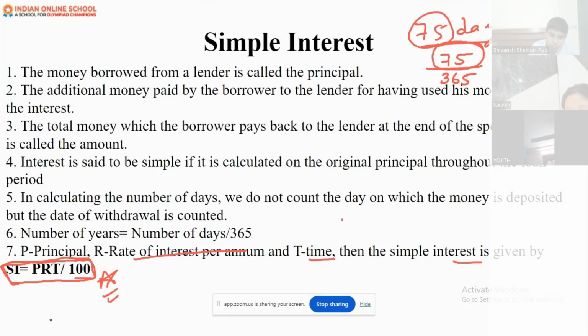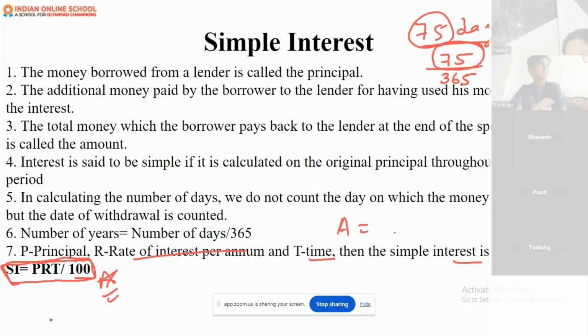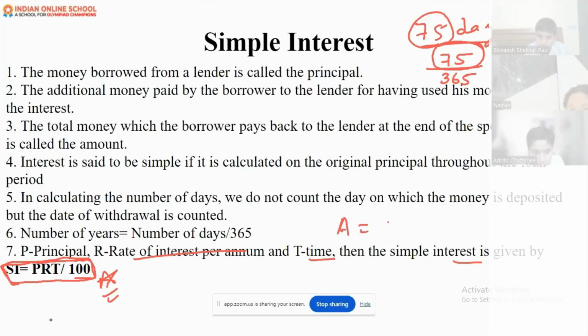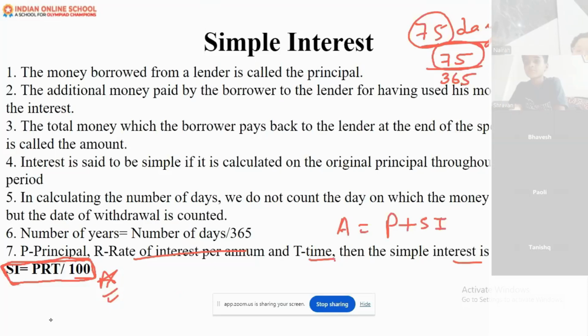And what is the amount? Principal plus interest, which is SI, because we are calculating simple interest here. So you know all the formulas and all the terminology and the concept. Let's go to the questions.